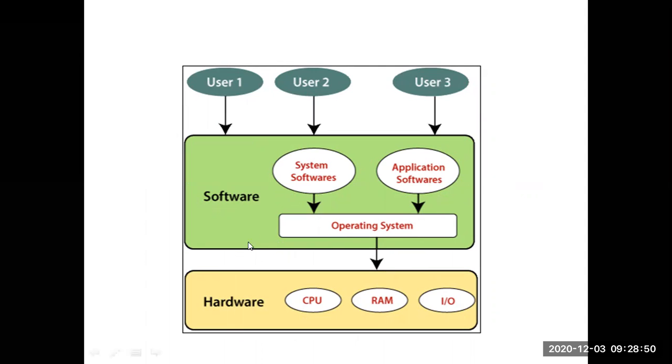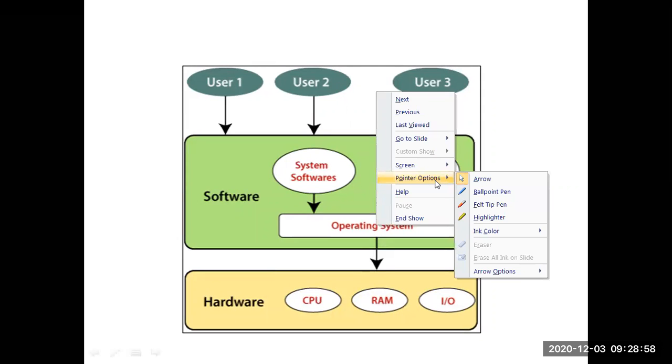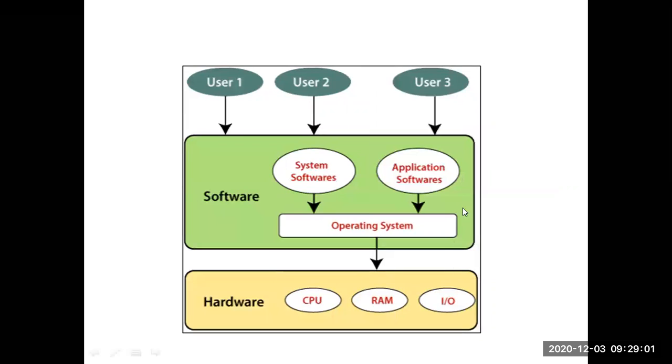In the middle, between the users and the hardware, we have the OS, along with system software and application software. Here we have the hardware, here we have the users, and between them is the operating system. Through the operating system only, the users can communicate with the computer hardware.